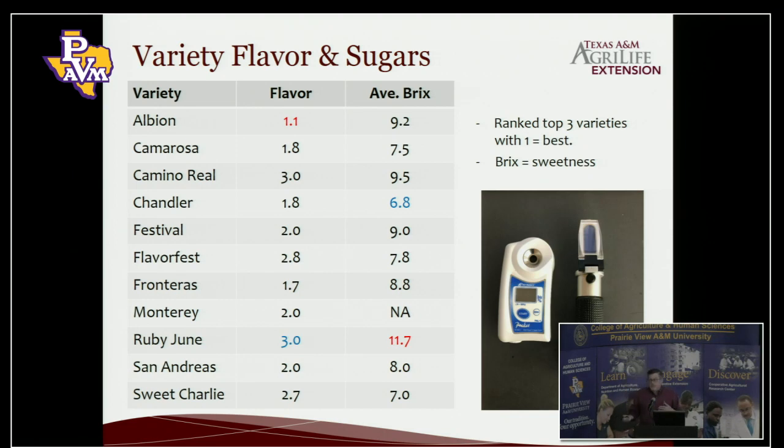So yes. No, the flavor numbers are just evaluation that we did on the research farm, the employees. They didn't know which varieties were which, but they did pick. So a 3 is low. So 1.1 Albion they liked the best. Ruby June they didn't, and maybe they just don't like sweet berries. Yes.